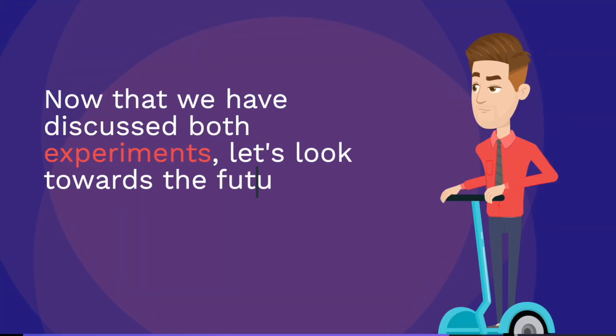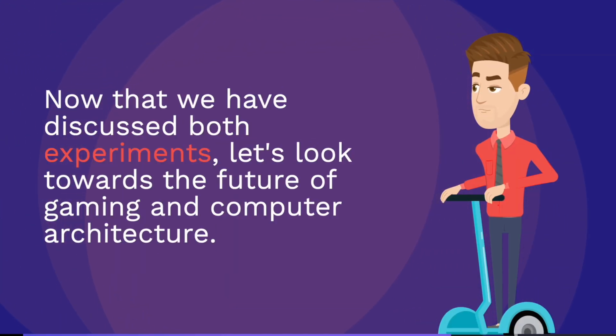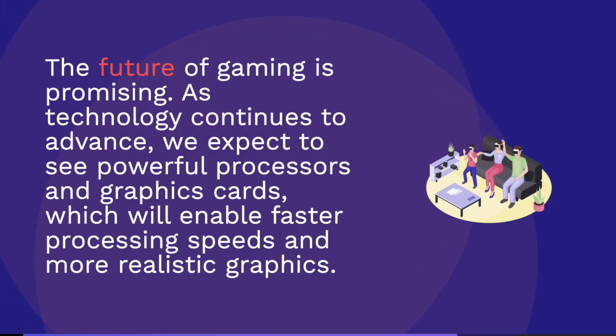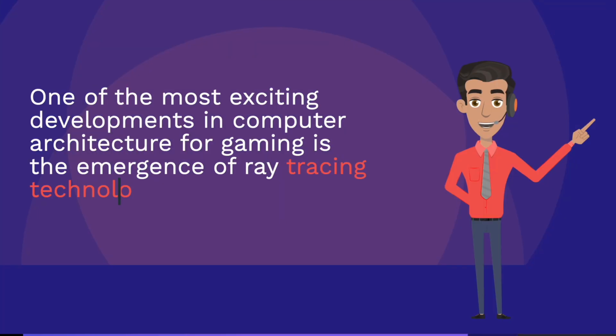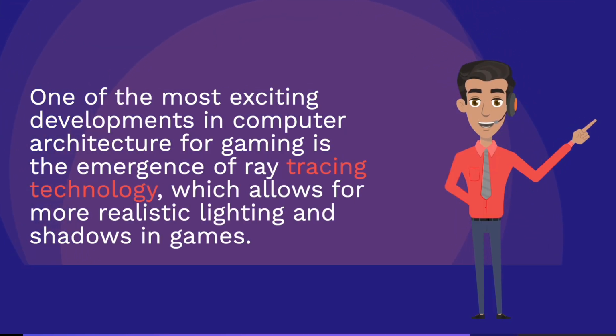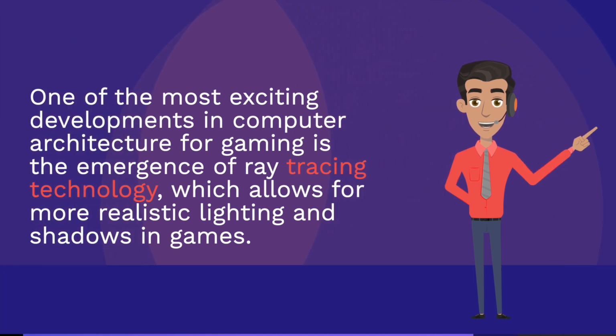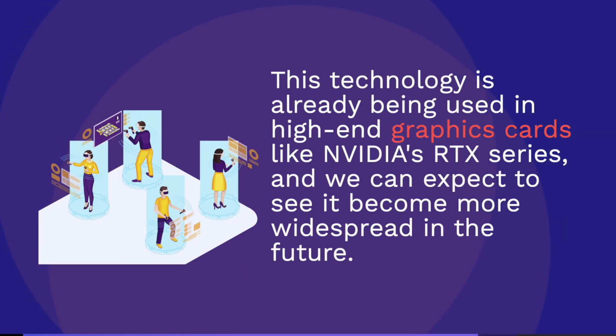and effective cooling systems. Now that we have discussed both experiments, let's look towards the future of gaming and computer architecture. The future of gaming is promising. As technology continues to advance, we expect to see powerful processors and graphics cards, which will enable faster processing speeds and more realistic graphics. One of the most exciting developments in computer architecture for gaming is the emergence of ray tracing technology, which allows for more realistic lighting and shadows in games. This technology is already being used in high-end graphics cards like NVIDIA's RTX series, and we can expect to see it become more widespread in the future.